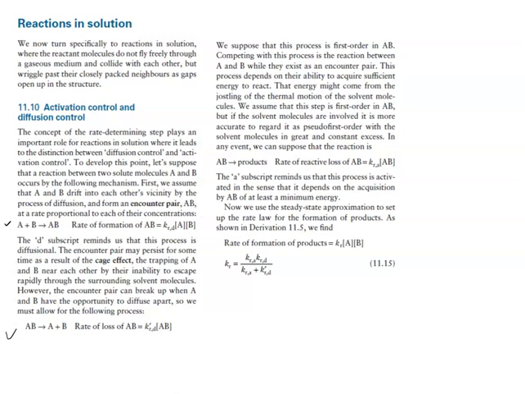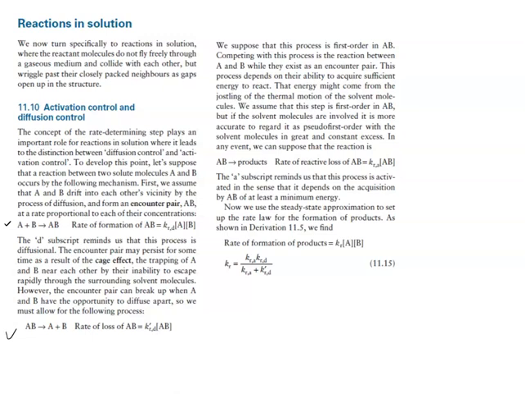Competing with this process is the reaction between A and B while they exist in an encounter pair. This process depends on the ability to acquire sufficient energy to react. That energy might come from the jostling of the thermal motion of the solvent molecules. We assume that this step is first order in AB, but if the solvent molecules are involved, it's more accurate to regard it as pseudo-first order with the solvent molecules in great and constant excess.